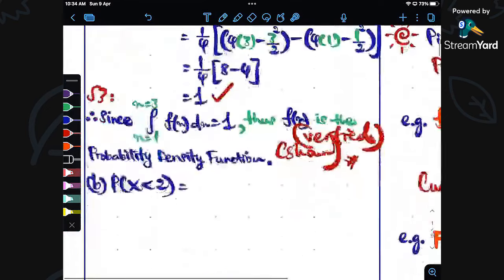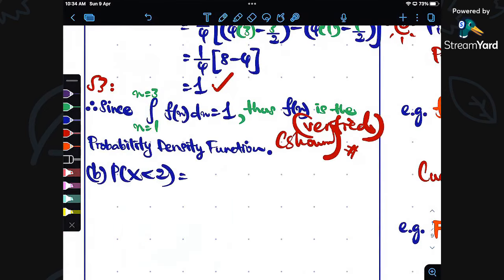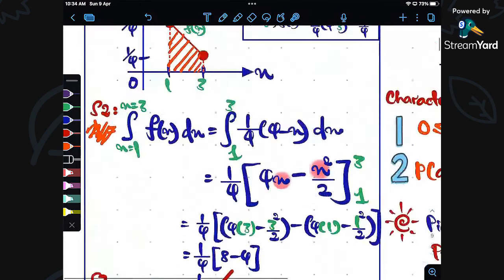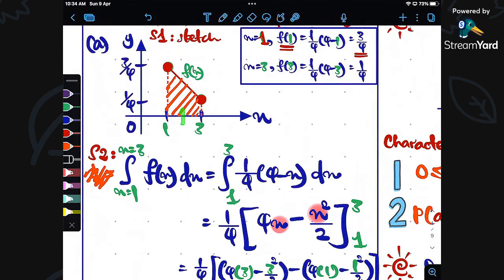Okay, so now we understand that this is finding the probability of x less than 2. So x less than 2, where is 2? 2 is here in the middle there. So you might want to put a dotted line there. They said they want less than 2, so it means this is the place that they want to find. This is the region that they want to find. This is the only part that they want to find, which is less than 2.